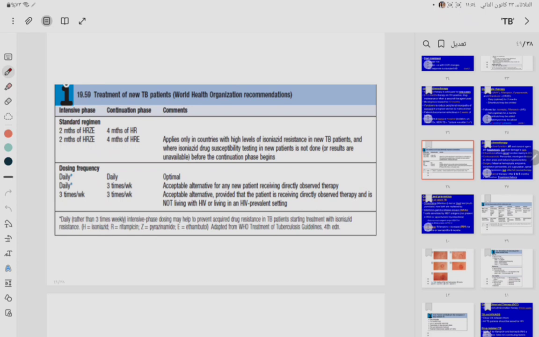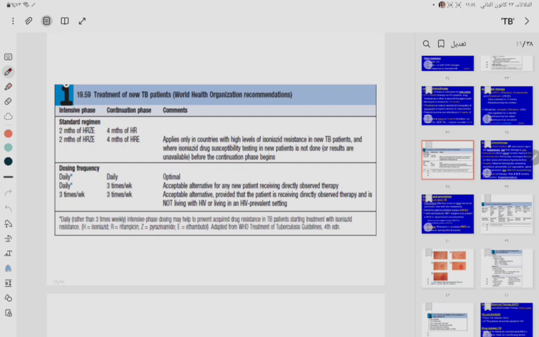Because one of the causes of resistance is that the patient lives in a TB resistance prevalent area, or the patient had treatment failure, or he did not take his medication before. So this will increase the risk of resistance.